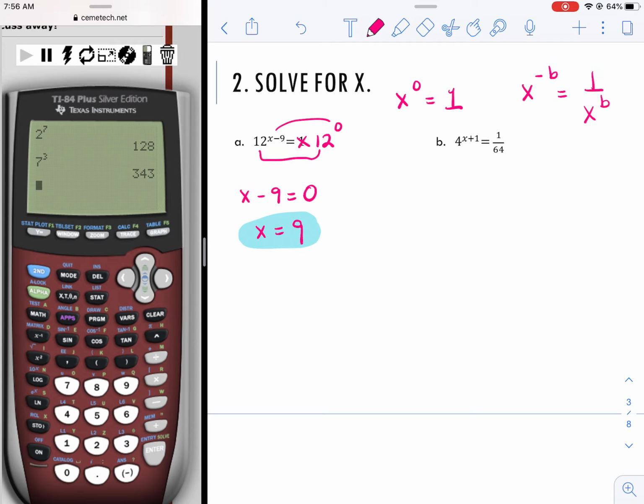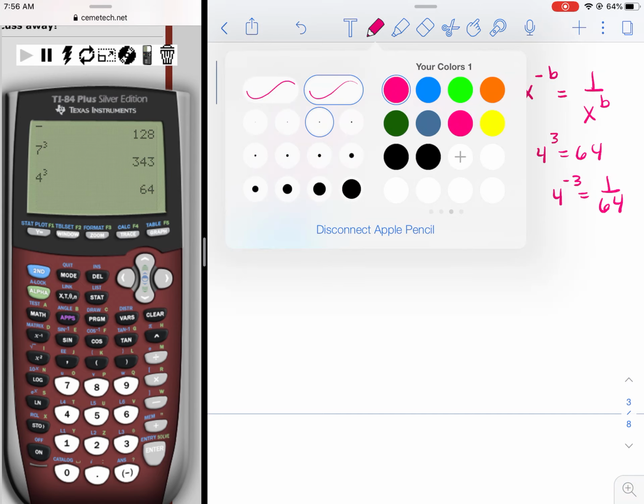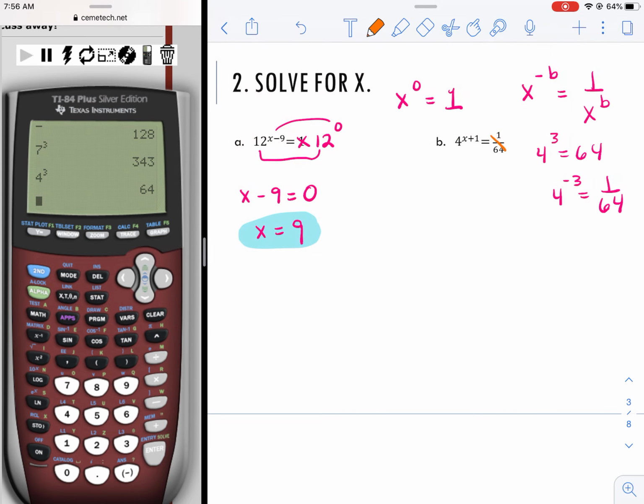So in this problem, we notice that we have 4 to the x plus 1 equals 1 over 64. If you use your calculator, or maybe you're familiar with 4 to the 3rd, 4 to the 3rd is 64. So if 4 to the 3rd equals 64, then 4 to the negative 3rd equals 1 over 64. So we're going to replace the 1 over 64 with 4 to the negative 3rd power.